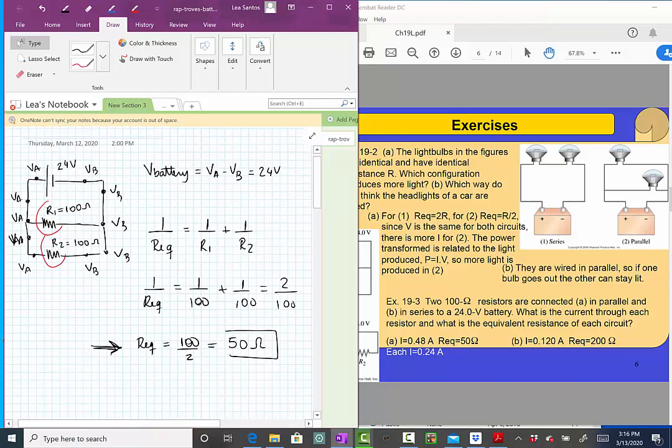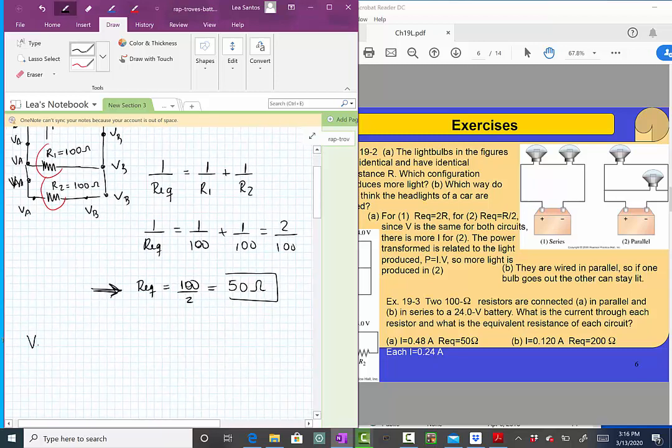Okay, to get the current that is going to be getting out of the battery here, I just have to use Ohm's law. No? So potential difference of the battery is this current multiplied by the equivalent resistance. Our battery is 24 volts, the current is an unknown, and the equivalent resistance is 50. From here, I'm going to get the current that is getting out from the battery, and this current is 0.48 amps.